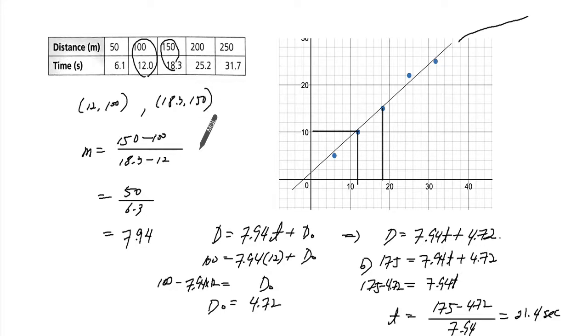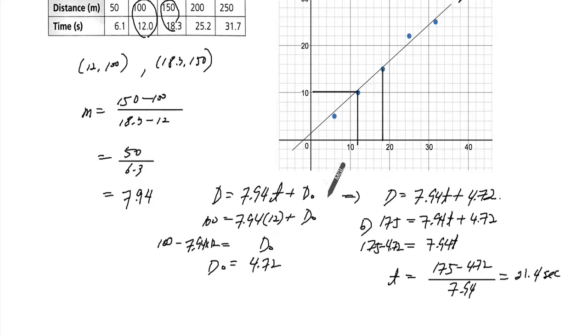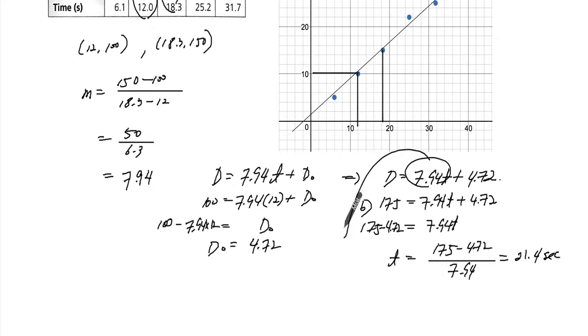What does the slope of the line of best fit tell you about Thomas's run? Well, it's speed. So the speed we got was 7.94. That means Thomas runs 7.94, right, meters per 1 second.